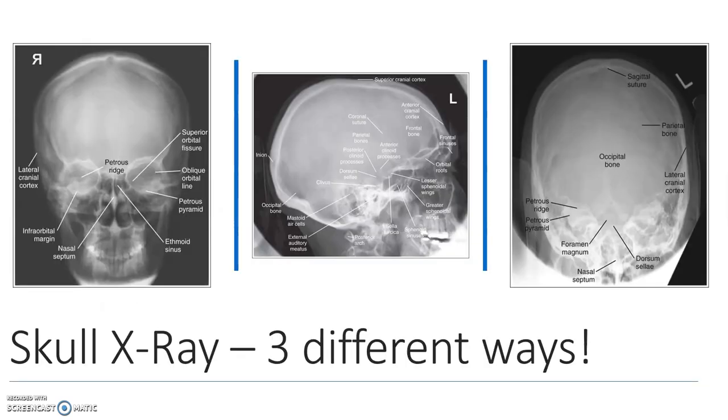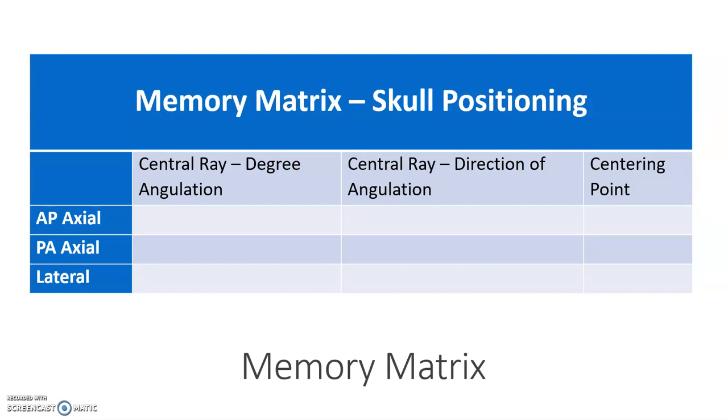The example I'm going to show, I'm a medical radiography instructor, and these are 3 skull x-rays. And when we're taking skull x-rays, there's a lot of tiny little technical details we have to remember. One good way to do it is with a memory matrix. Basically, we have the 3 different projections or the 3 different x-rays over here. And then I have 3 different technical details that the students would have to memorize. So here would be the degree of angulation, the direction, and then the centering point.